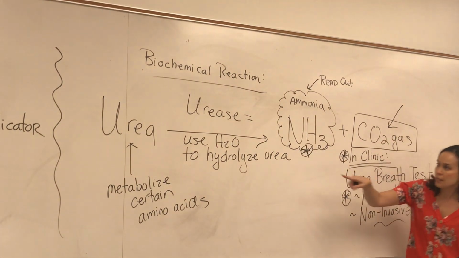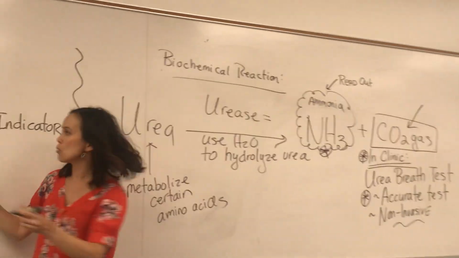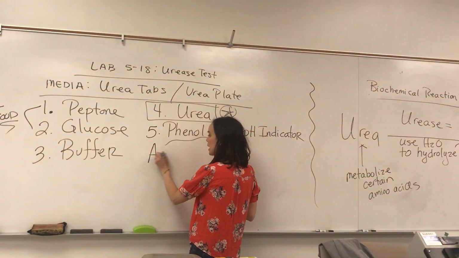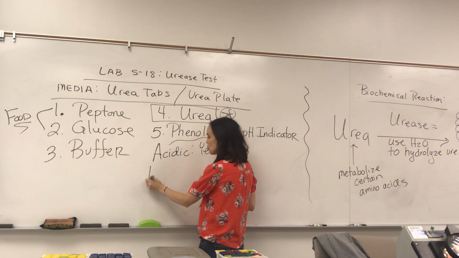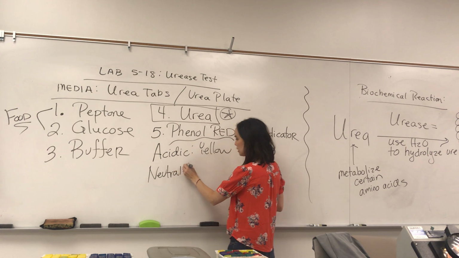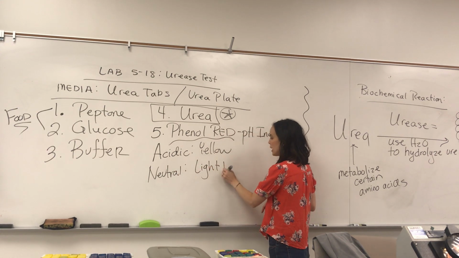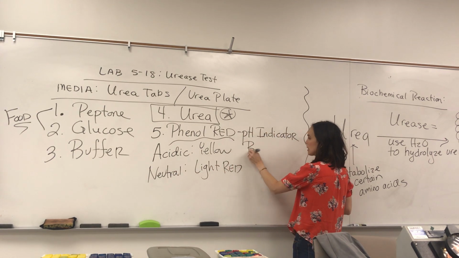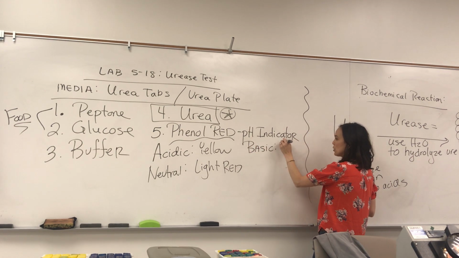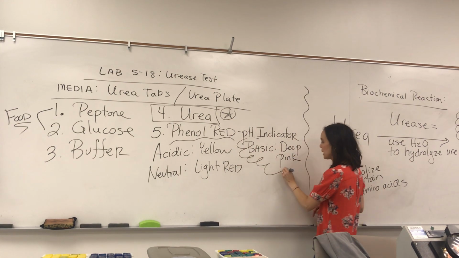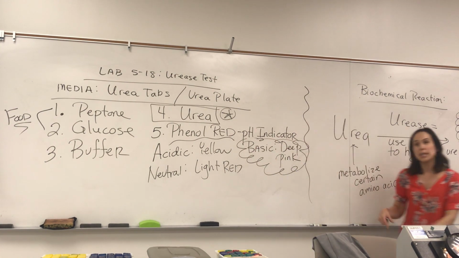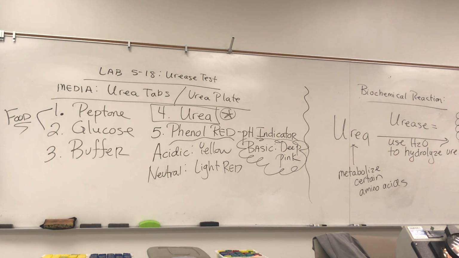So it's going to be pretty easy because we're going to use the phenol red. This was the one where if you got acid buildup, you get the yellow. If it's neutral, you get the light red. And if it's basic, which is what we're going to look for, you get the deep pink. So for this lab, we're going to look for the pink. I know for the other labs, it was always looking for yellow because it had more to do with fermentation. But here we're just going to look for the ammonia.